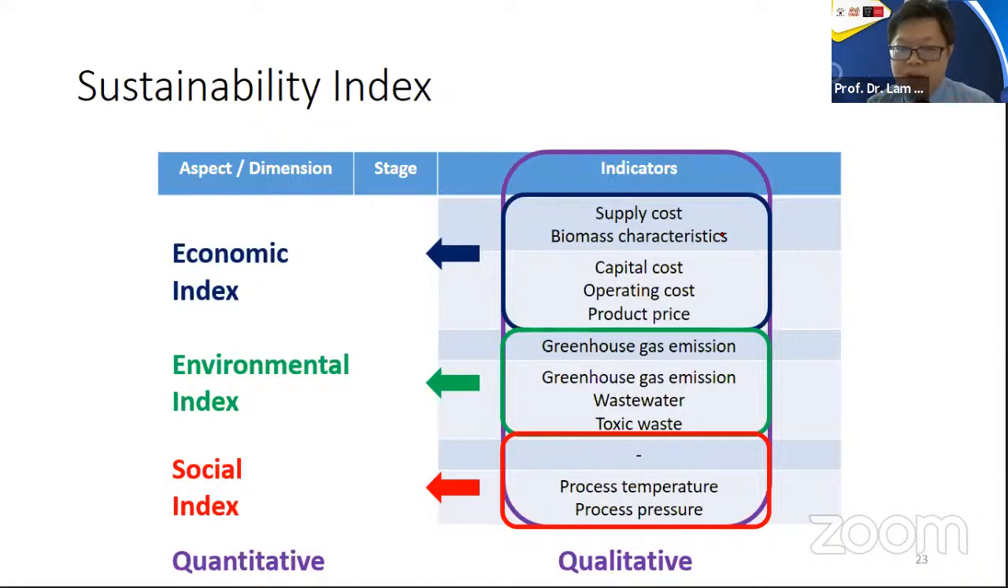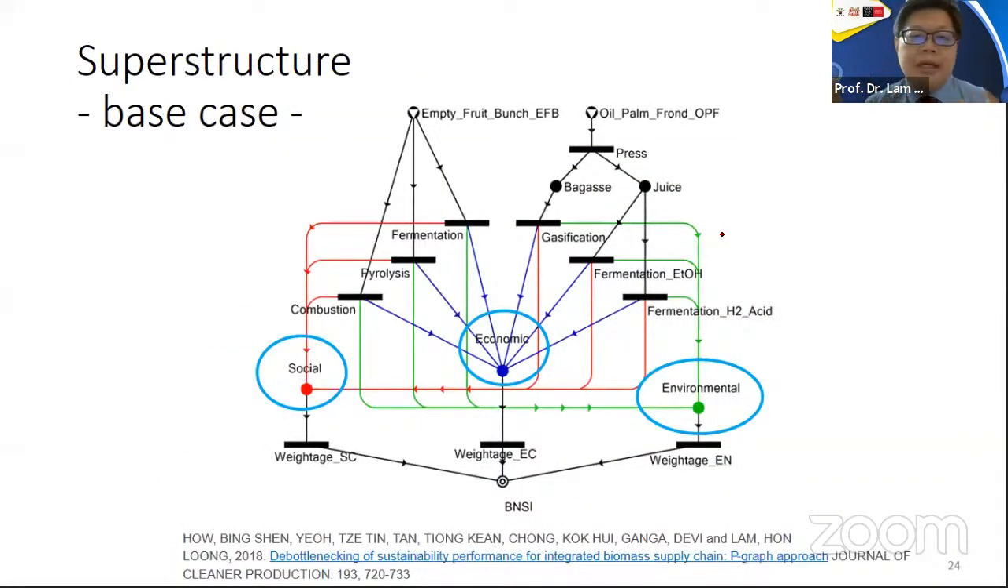For example, economic value, environmental value, and social value along the biomass supply chain. Okay, so again, when you want to optimize things, then we have to use a computer. For example, we represent our supply chain simplified into this diagram. So you can see that we have our raw material. Raw material will go to different technology, then we will produce one product.